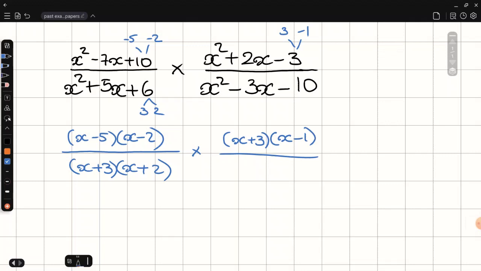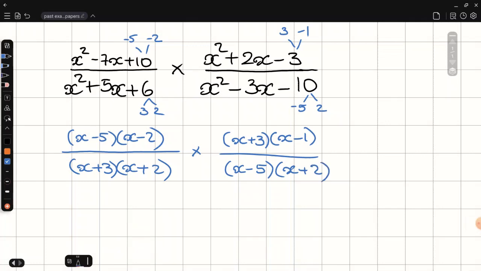Let's factorize the denominator. We're looking for the factors of -10, and when we add these factors it should give us -3. So that is -5 and +2, because -5 times +2 gives us -10, and if I add -5 and +2, it gives us -3. So I can write it as x minus 5 and x plus 2.